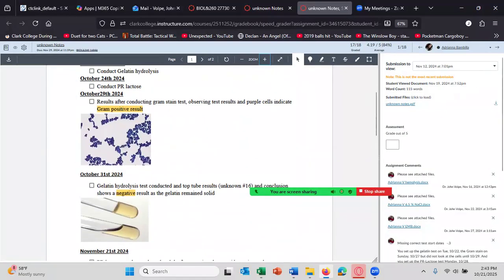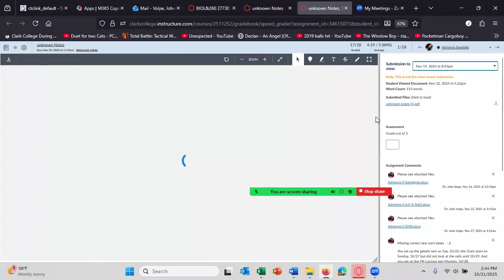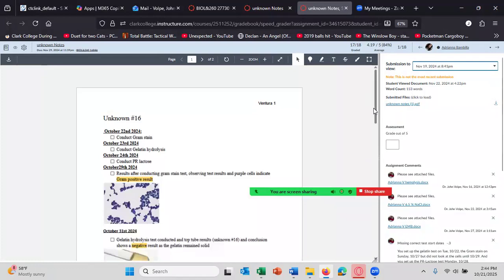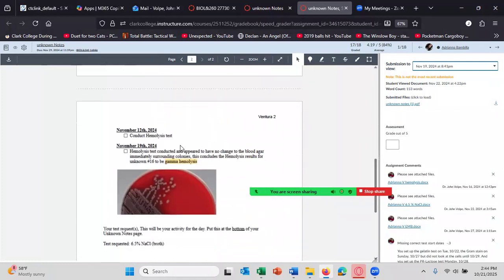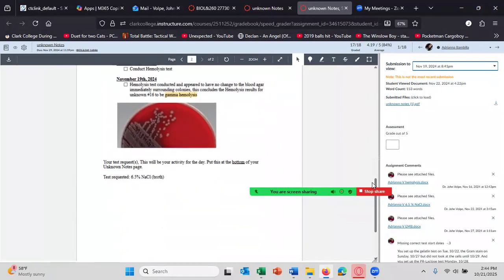And you can see the student has requested different tests on different days. They put in a test request on November 19th. I'm just going to scroll down to it now. There's the hemolysis test result. And the next test they requested was the 6.5% sodium chloride broth test. Any question about how you request tests?